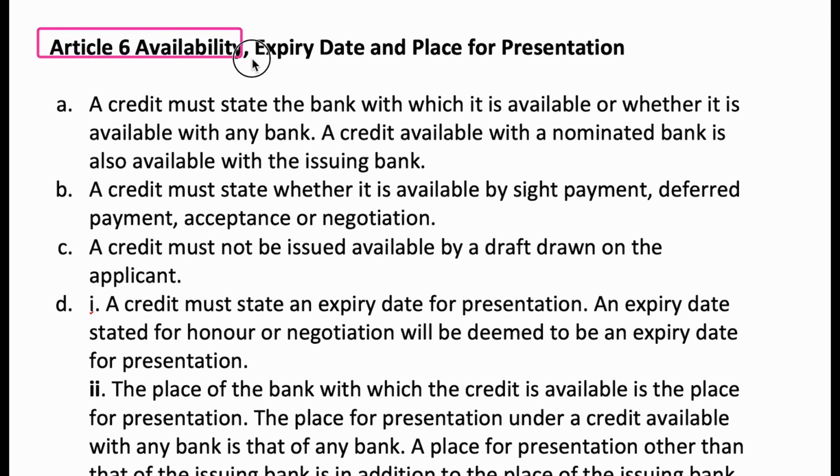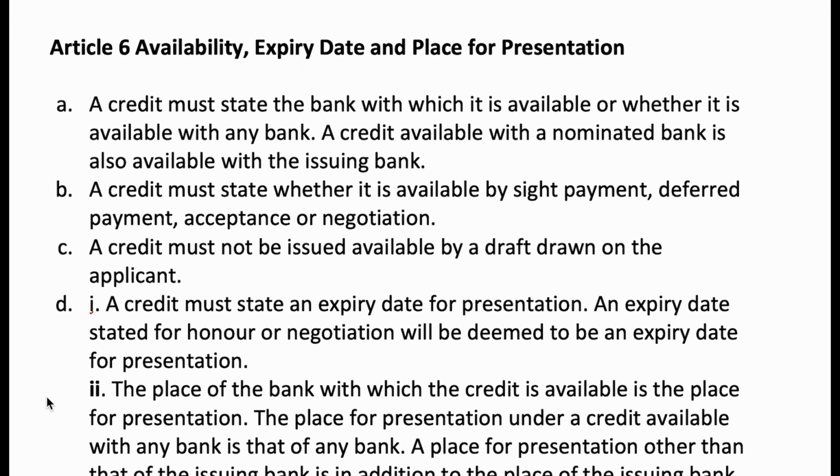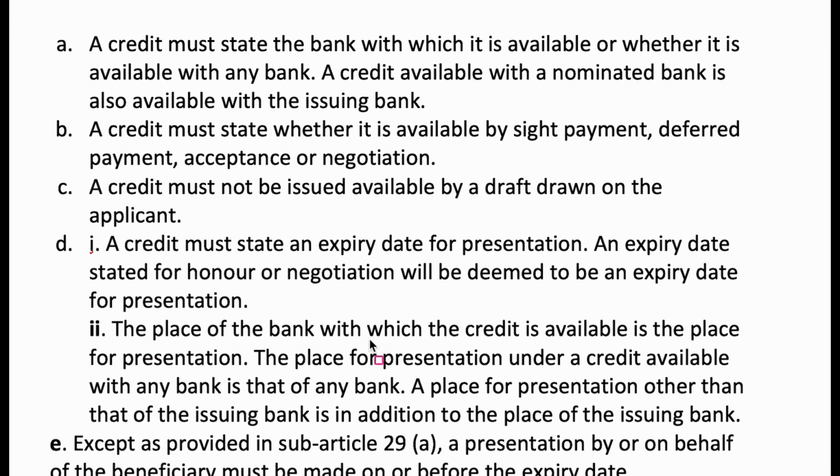In this video, we are going to see Article 6: availability, expiry date and place for presentation. Let us start with Article 6D2. The place of the bank with which the credit is available is the place for presentation. From definitions, we know that the bank with which the credit is available is the nominated bank. So the beneficiary has to submit the documents to the nominated bank only.